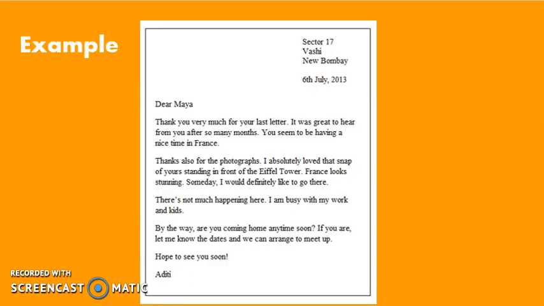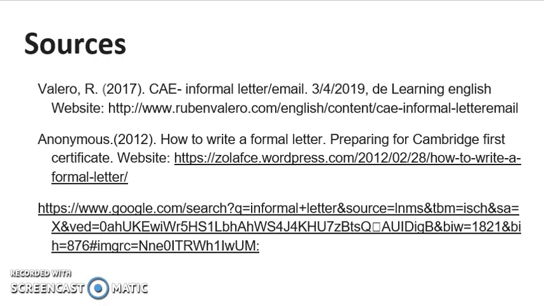Here you have an example of an informal letter. Actually, the first one where I was explaining the format and the content is another example. So you can pause the video and watch what is written in there so you can check it, okay? I am not going to read the letter because you can pause the video and check it later. And well, that's basically all for the informal letter.